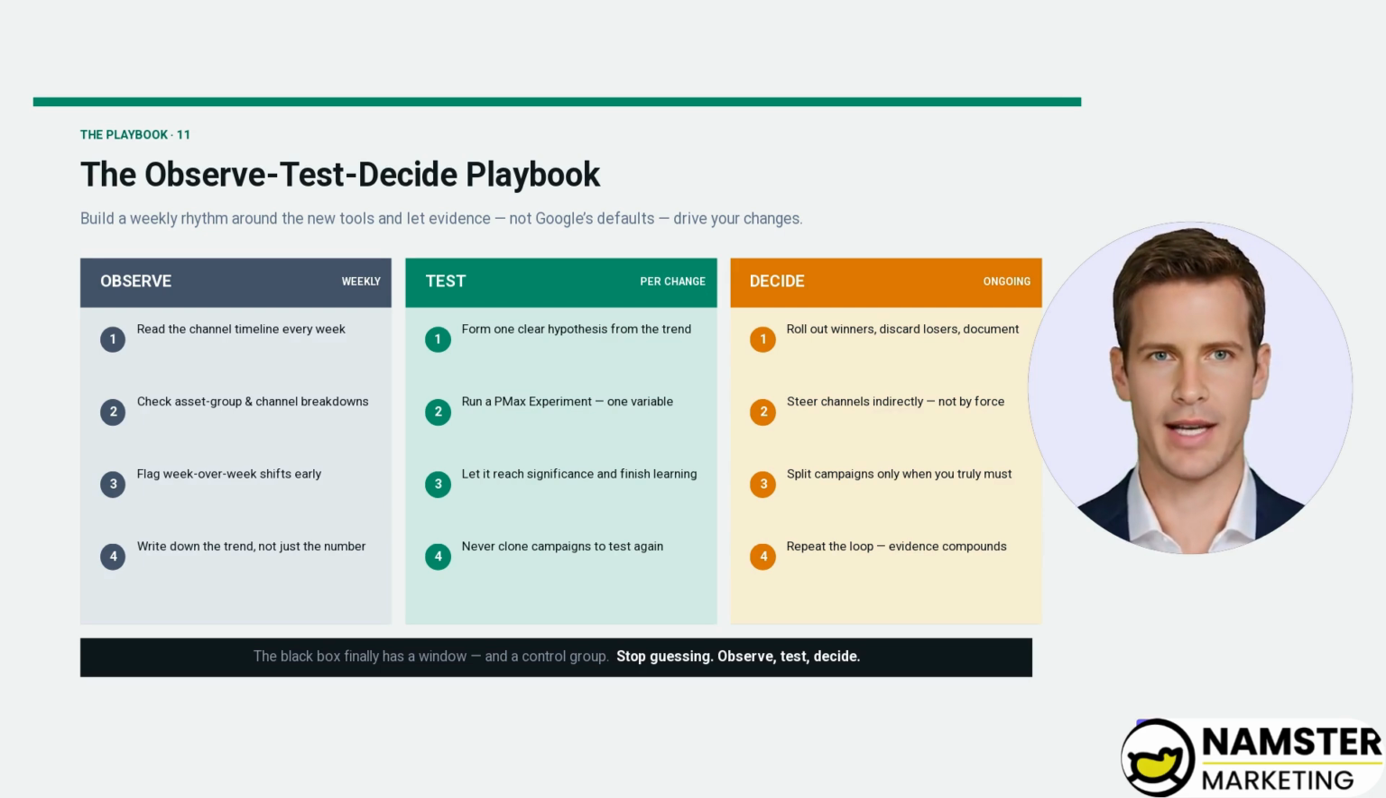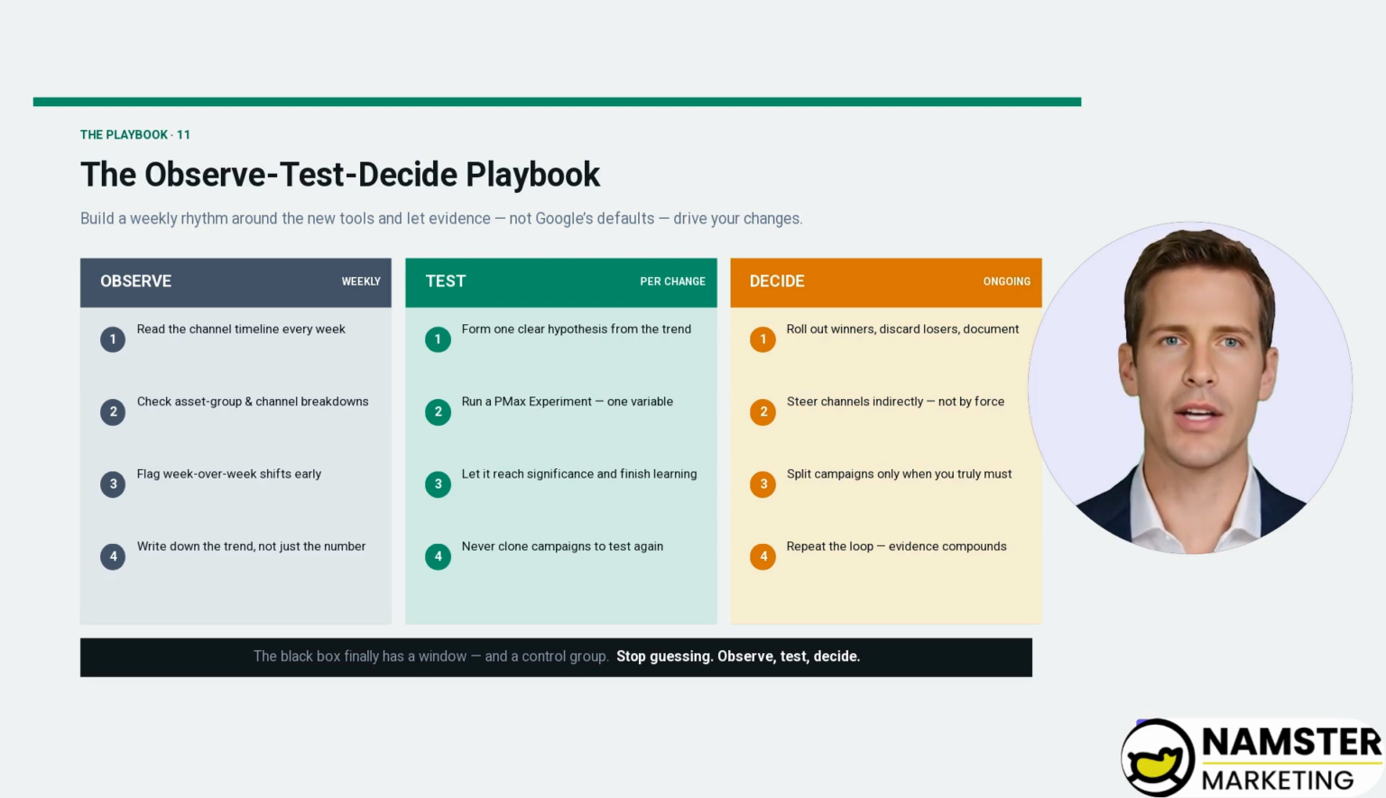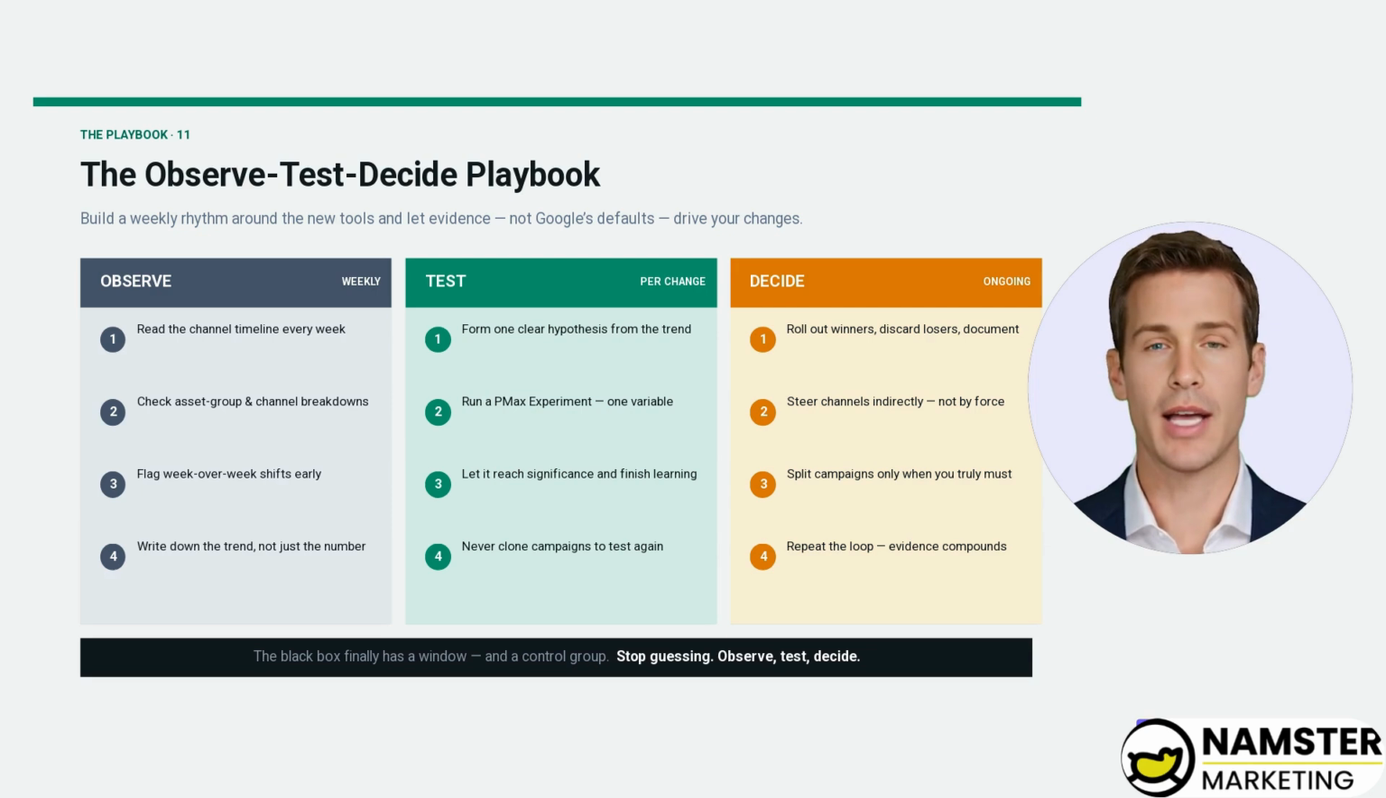The black box finally has a window and a control group. Our days of guessing are over. It is time to observe, test, and decide based on the evidence.